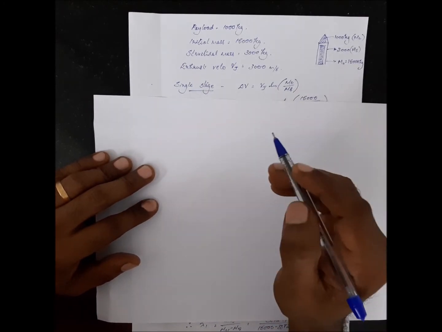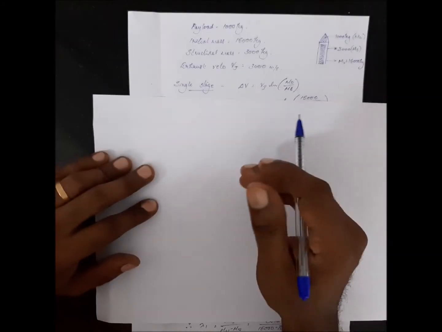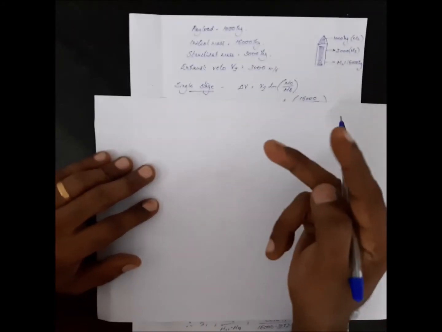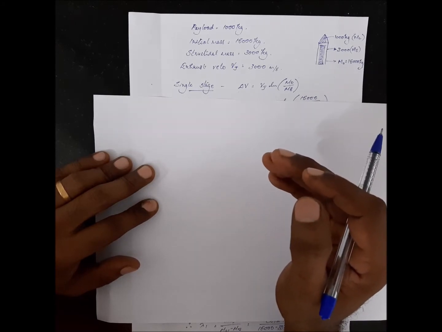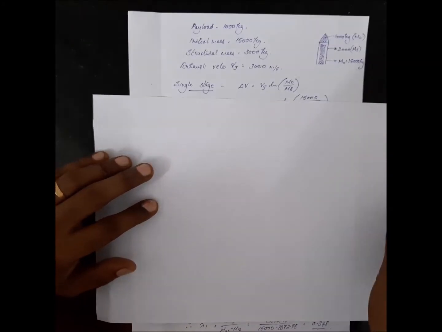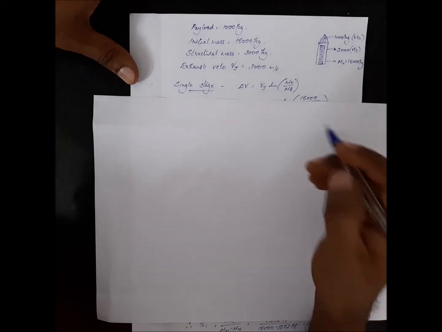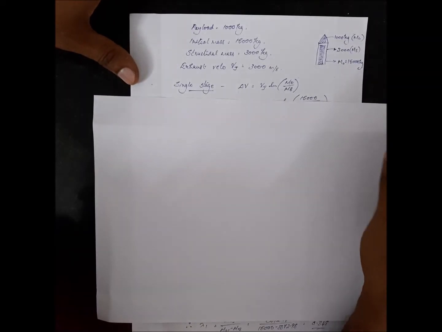And then you have to calculate the same delta V considering it as multi-stage or two-stage. So in two-stage you can assume that both the stages are identical. What does that mean? Identical means your delta V1 is equal to the delta V2. The delta V created in the first stage is equal to the delta V created in the second stage.